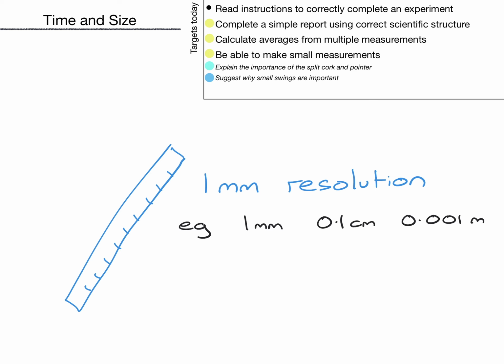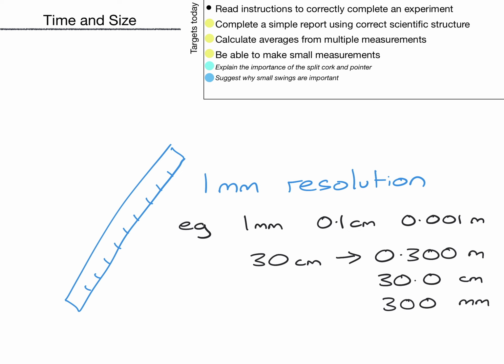If the measurement is exactly 30 centimeters, then you still need to write to the nearest millimeter, so that's 0.300 meters, 30.0 centimeters, or 300 millimeters.